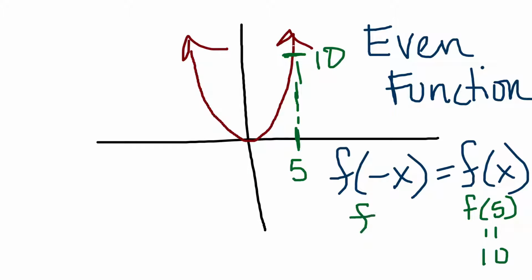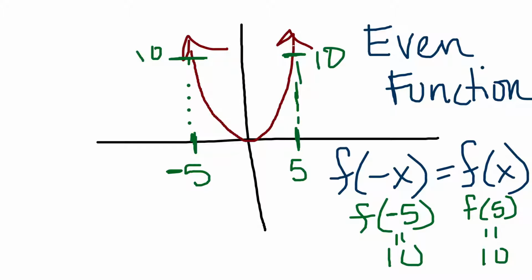Well, let's say I did f of negative 5. Let's come on over here, and if I plugged in f of negative 5, I see that I also get out a 10. And that shows me how that even function makes sense. If I put in an f of 5, I got out a 10. But if I negated that and put in f of negative 5, I also got out a 10. And that is my even function. And see the symmetry there around the y-axis.